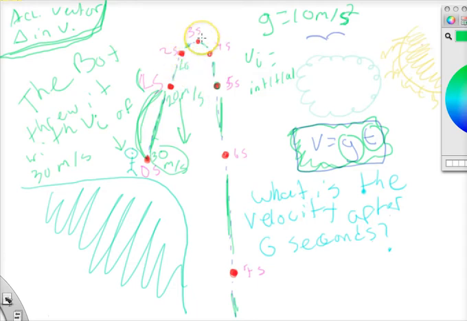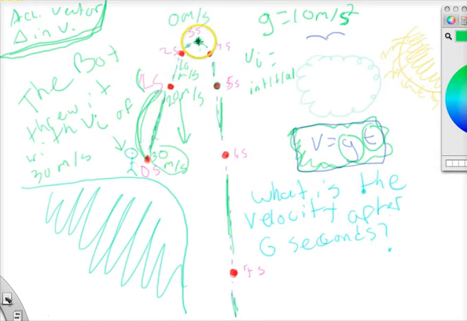Now, as we get up to 3, something funny happens. I don't know if you've read this in your book yet. At 3 seconds, it's the top of the parabolic path. It's called the vertex here. And the speed at the vertex, if you guys are in Algebra 2, you probably learned this, but it applies in physics too: the speed at the vertex is always 0 meters per second because it's changing direction.